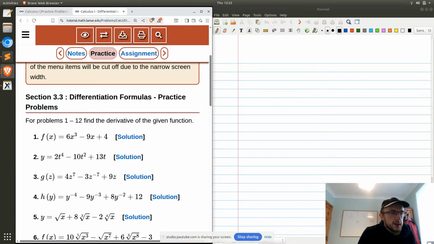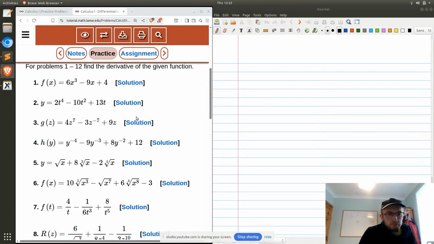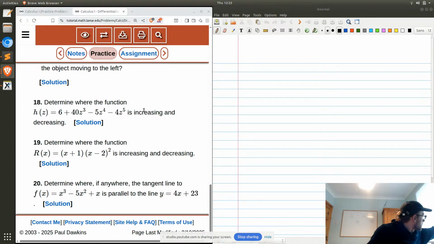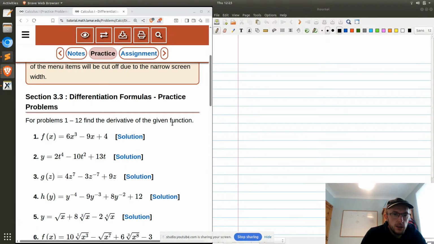Differentiation formulas. Differentiation formulas. Okay, so it's not raining and that's good. Let's just get on with it.